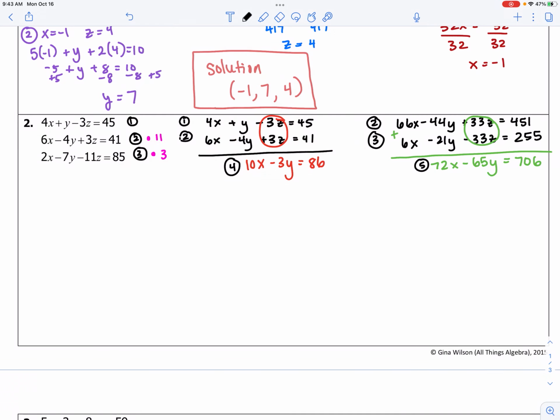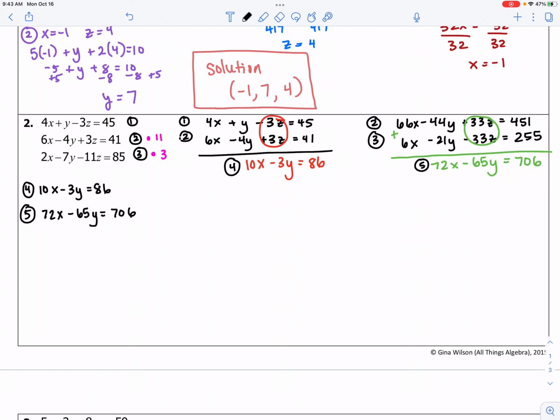So I've done my step 1 and 2. I have eliminated the same variable, in this case the z's, and now I have 2 new equations. I'm going to write those down over here. So equation 4 is 10x minus 3y equals 86, and equation 5 is 72x minus 65y equal to 706. So looking here, what do we want to get rid of?